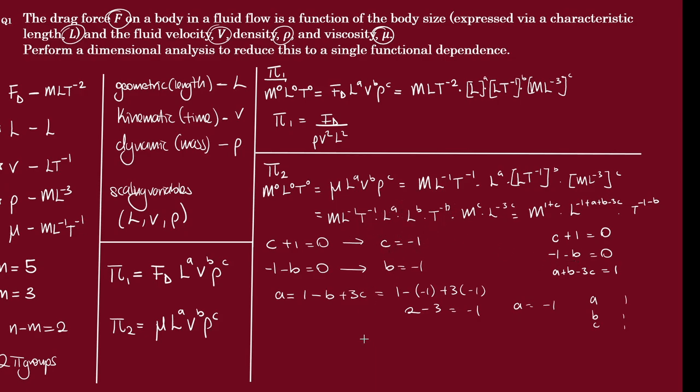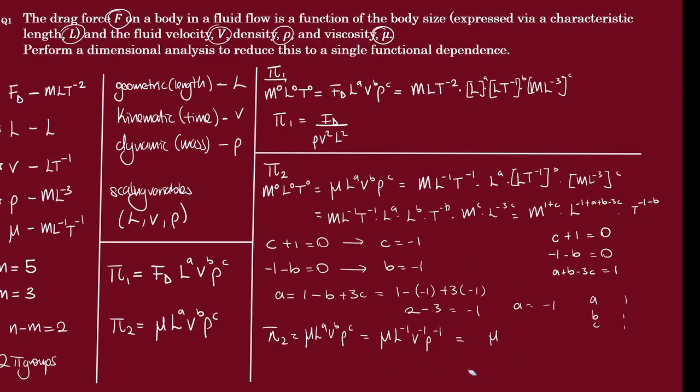So if we bring these guys back into the exponents, remember what we'll go for, pi 2. Pi 2 is mu L to the A, V to the B, rho to the C. So bringing these powers back inside, that means it's going to be mu L to the -1, V to the -1, rho to the -1, which is the same as mu over rho V L. And just like that, we've gotten the second pi term.